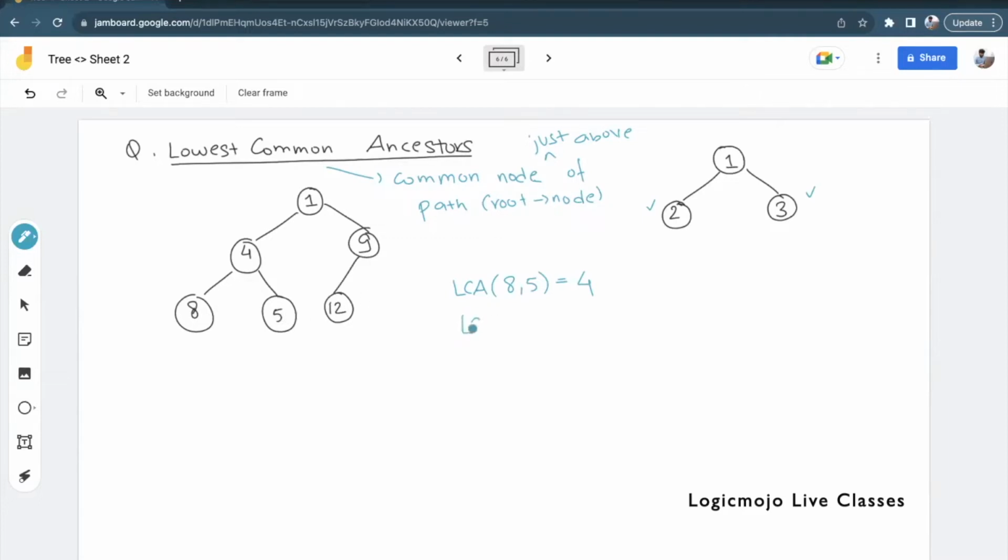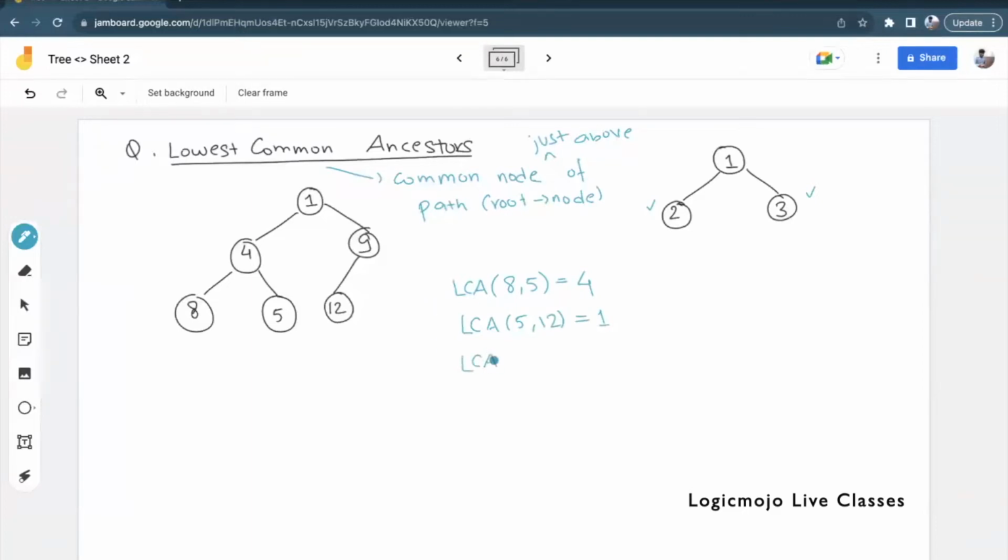Okay, so for 5 and 12, check. For 5, the parent node is 4, right? For 12, it's 9, right? Both are not common. And again, go to its parent, right? 4's parent is 1. This is 1, right? Now both are common. So the lowest common ancestor that we can find for 5 and 12 is 1.